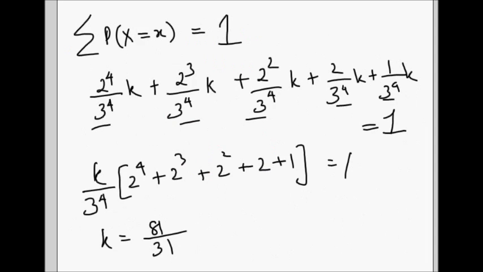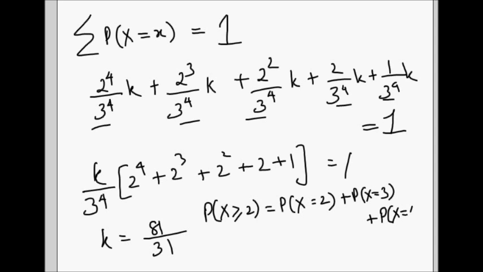So for finding p of x greater than or equal to 2, what you need to do is add p of x is equal to 2, plus p of x is equal to 3, and p of x is equal to 4. And you know what it is.